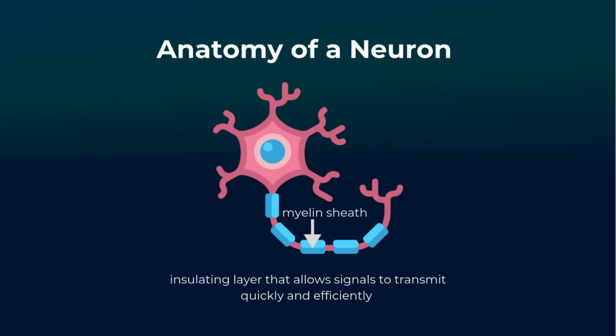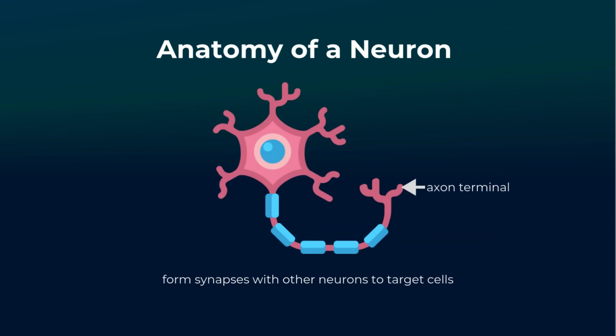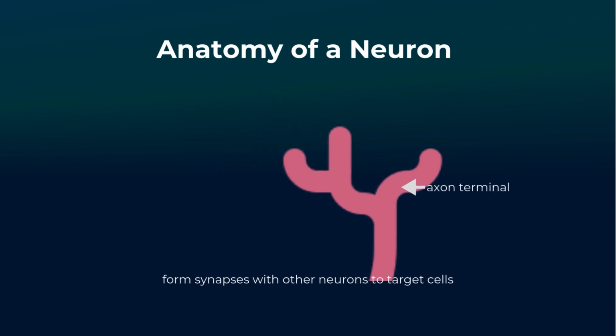Axons can be covered with a fatty layer called the myelin sheath, and it acts as an insulating layer that allows signals to transmit quickly and efficiently. The far end of the axon is called the axon terminal, and they are the points at which neurons communicate with other cells, making them fundamental components of the nervous system's communication network.